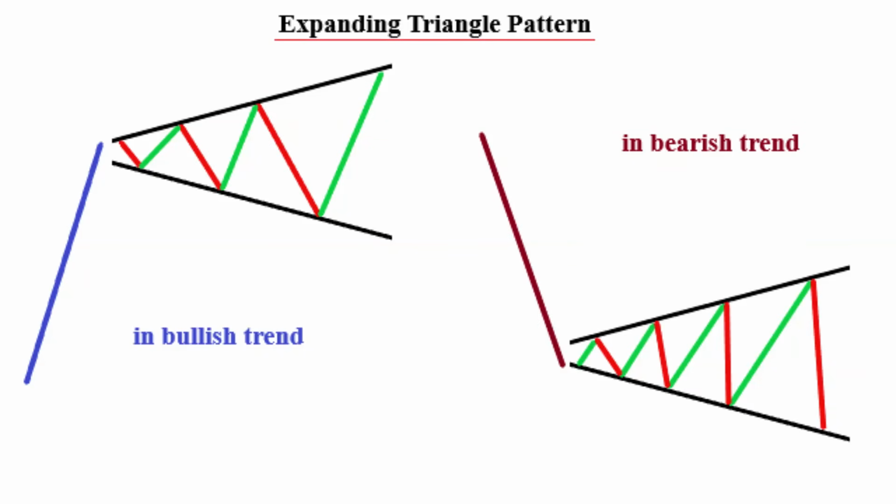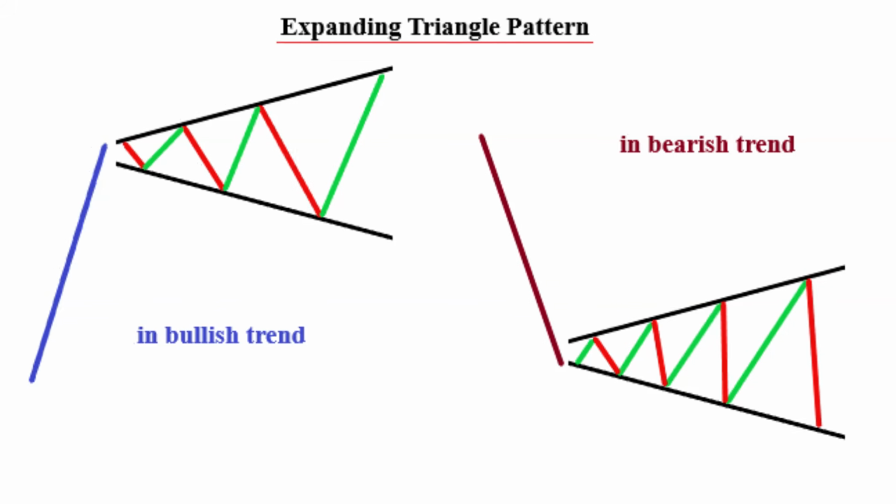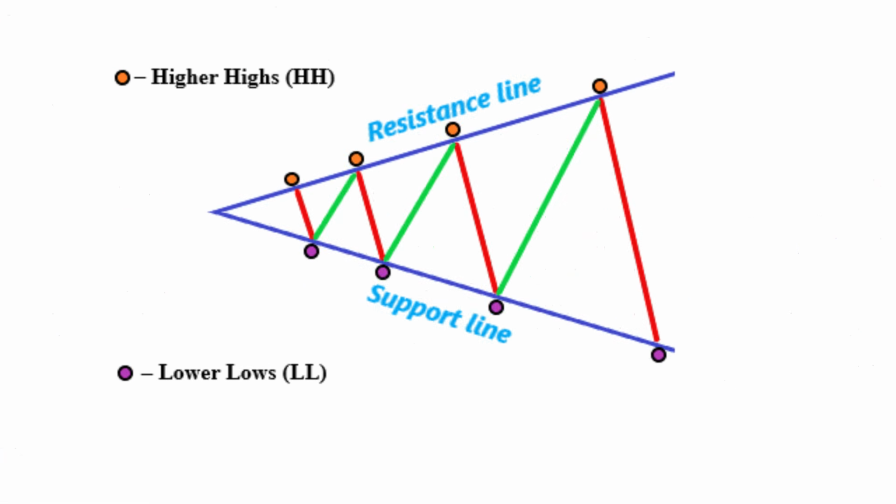Guys, price charts sometimes show moments where the market starts to swing more wildly. One pattern that appears during these periods is the expanding, also called broadening, triangle pattern. The broadening triangle chart pattern develops as prices widen instead of narrowing.